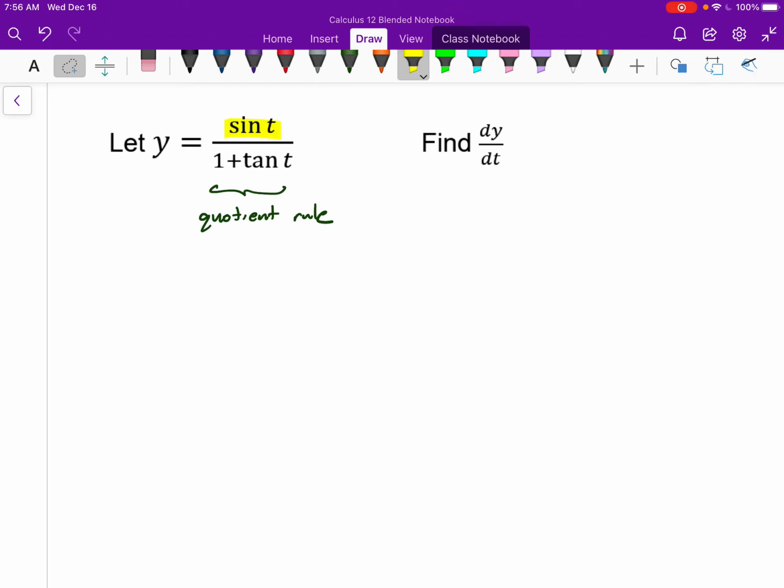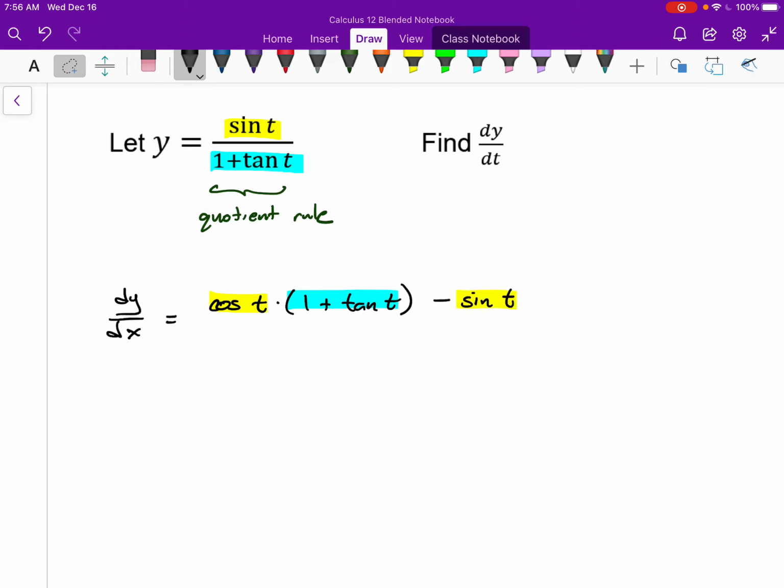And so the quotient rule, let's see, dy/dx. First, I want to find the derivative of the numerator. The derivative of sine t is cos t times the denominator left alone, (1 plus tan t). Those brackets are really important. It's a binomial. Minus the other way around, the numerator as is, times the derivative of the denominator.